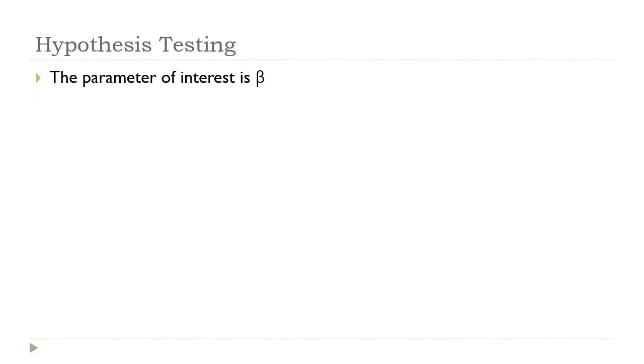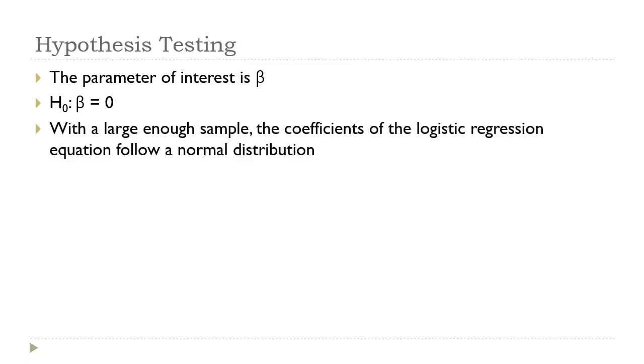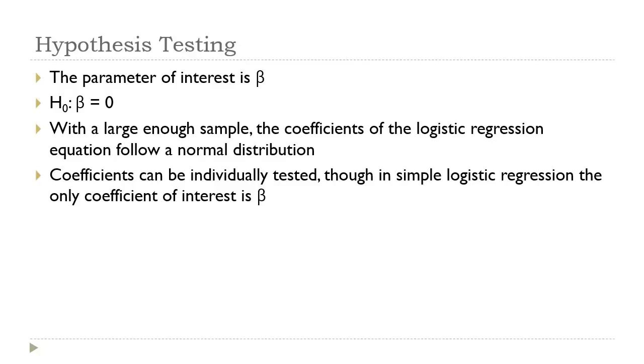How do we test hypotheses? Well, the parameter of interest here is beta. Remember, beta is what determines whether or not we have an actual effect. And remember that when beta was 0, the odds ratio was 1. So the null hypothesis is very known to us. Beta equals 0. Just like in regular regression. With a large enough sample, the coefficients of the logistic regression equation will follow a normal distribution. So even though we will never have a normal distribution with our dichotomous data, those coefficients, those alphas and betas, can follow a normal distribution with a large enough sample, and thus we can use that for inferences.